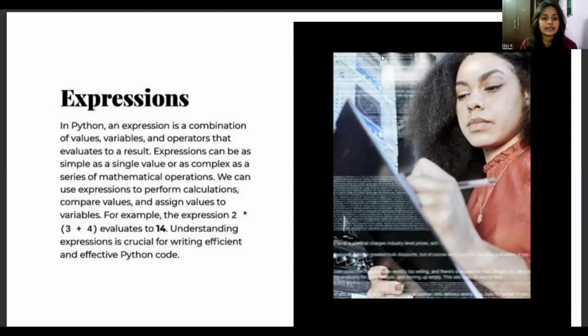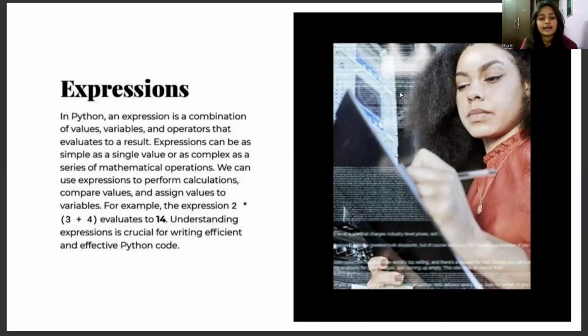Expressions. In Python, an expression is a combination of values, variables, and operators that evaluates to a result. Expressions can be as simple as a single value or as complex as a series of mathematical operations. We can use expressions to perform calculations, compare values, and assign values to variables. For example, the expression 2 * 3 + 4 evaluates to 10. Understanding expressions is crucial for writing efficient and effective Python code.